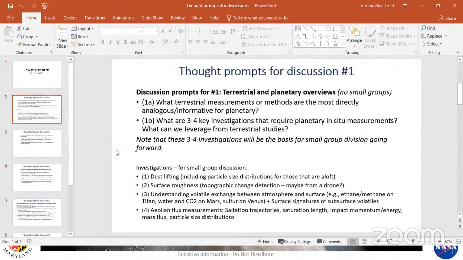A reminder, we're dividing into the same groups that we had for discussion 2. We had dust lifting as the first one, surface roughness, which we've now named shear, because from the discussions on Tuesday, surface roughness may not be actually what we want to be measuring. We want to be measuring shear. And there seems to be a lot of discussion around how to do that. So we'll let that all fall together in group 2. The third group was volatile exchange, and the fourth group is aeolian sand flux.